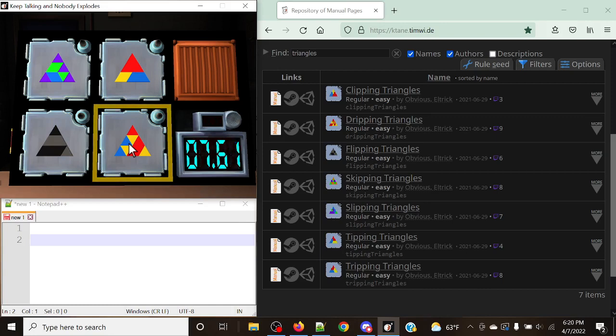Today we're going to be taking a look at some of these new variants called triangles. These modules have been released since last year, and there's currently 7 of them right now. Today, we're only going to be taking a look at the first 4, based off of easiest to hardest. That's the way that we're going to do this.